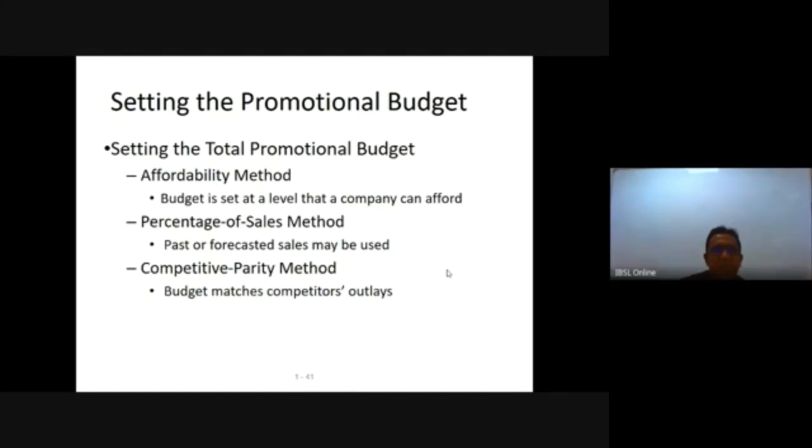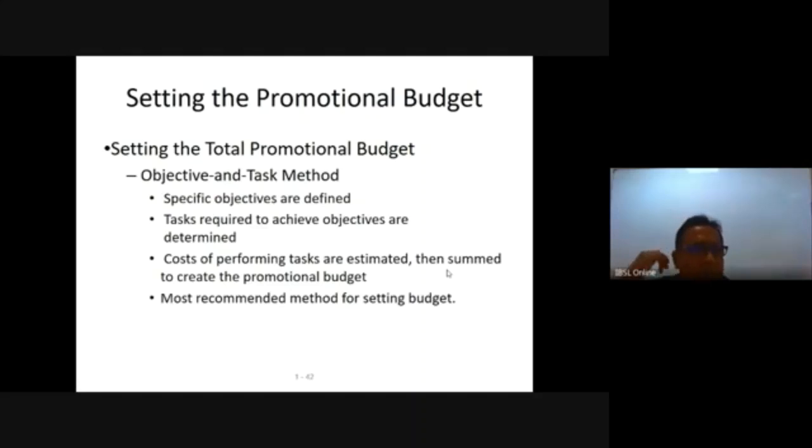Competitor parity method depends on how much competitors budget; you decide your budget accordingly. Say you are competing with another similar-size organization. They are spending 500,000 for the year as marketing budget. Then you match the competitor's budget to compete equally. The fourth method is the objective and task method.